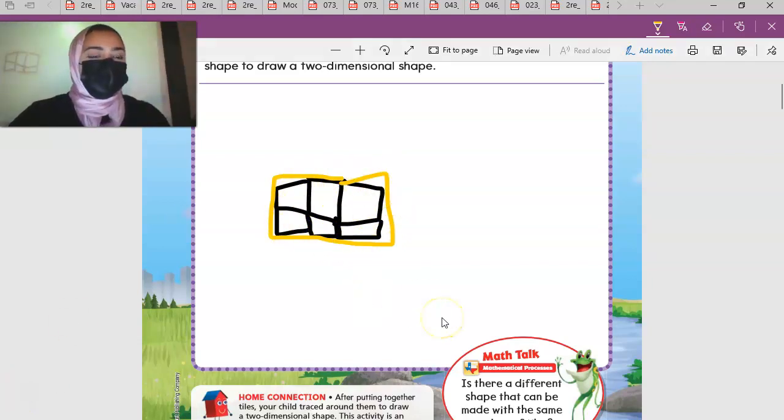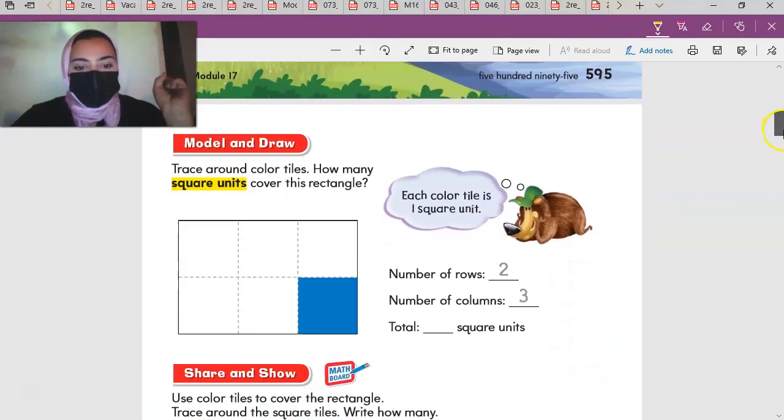So we're learning about the area inside of a shape, the amount of space inside of a shape. Okay, so the inside of this rectangle is actually 6 square color tiles. We're going to use 6 to fill in that rectangle. All right, let's move on.